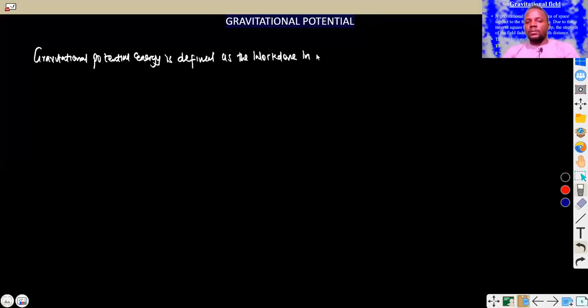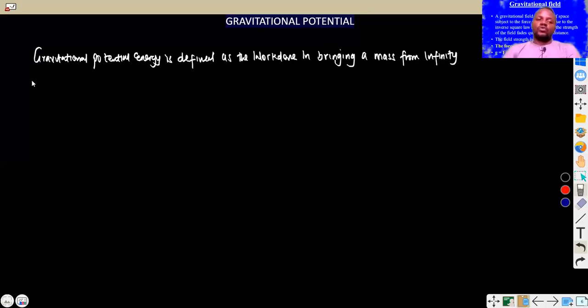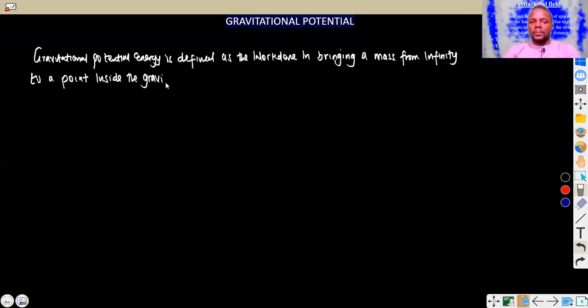in bringing a mass, or a unit mass, or a test mass, from infinity to a point inside the gravitational field. So students should keep in mind that this is the definition we give to that.